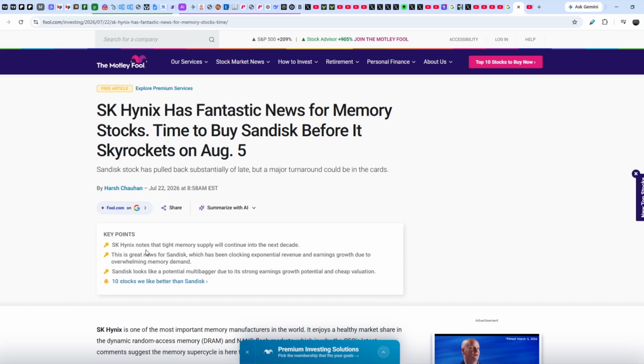And guys, let me pay attention to these bullet points. SK Hynix notes that tight memory supply will continue into the next decade. This is great news for Sandisk, which has been clocking exponential revenue and earnings growth due to overwhelming memory demand.